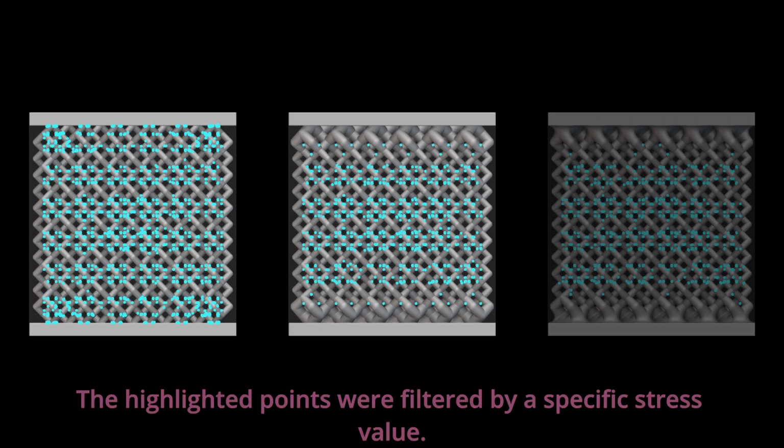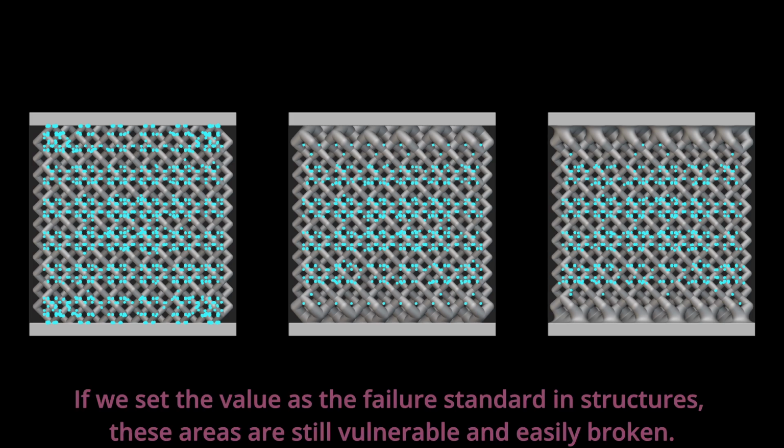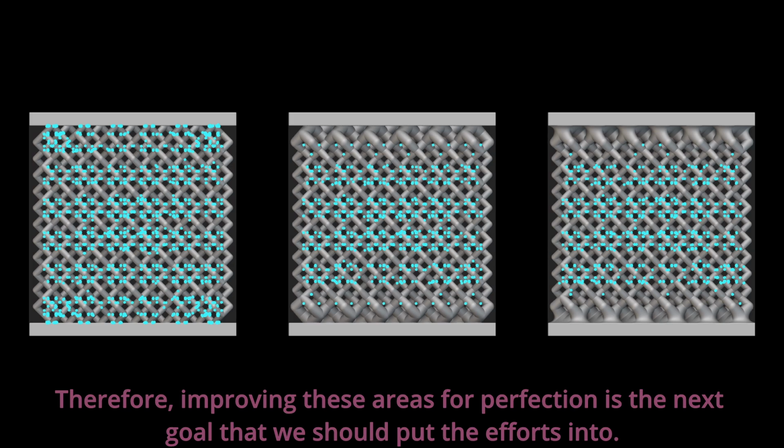The highlighted points were filtered by a specific stress value. If we set the value as the failure standard in structures, these areas are still vulnerable and easily broken. Therefore, improving these areas for perfection is the next goal that we should put the efforts into.